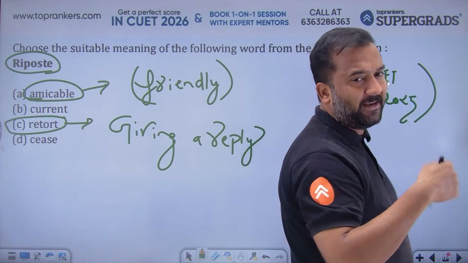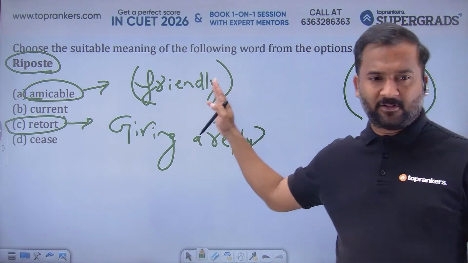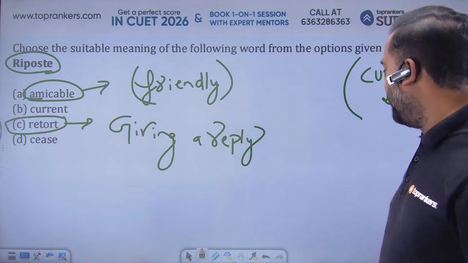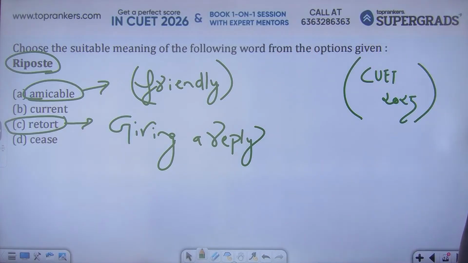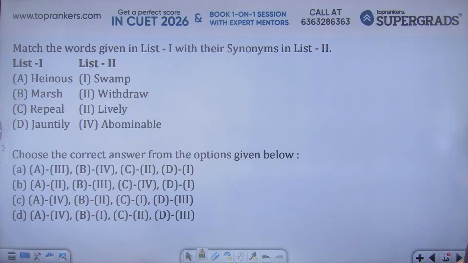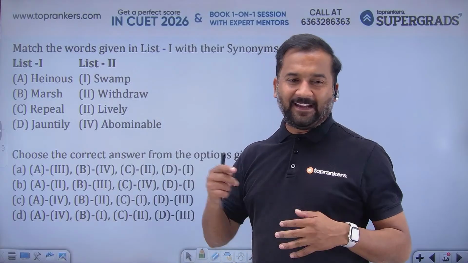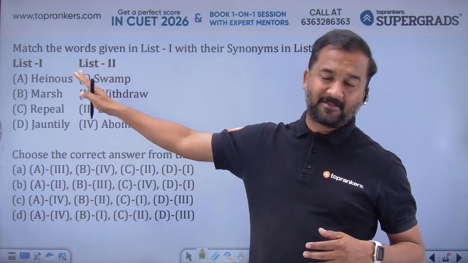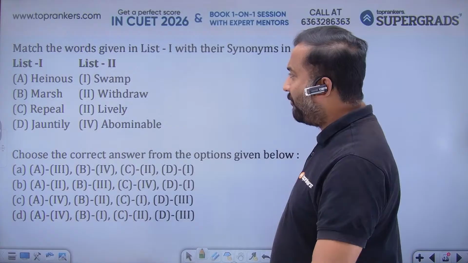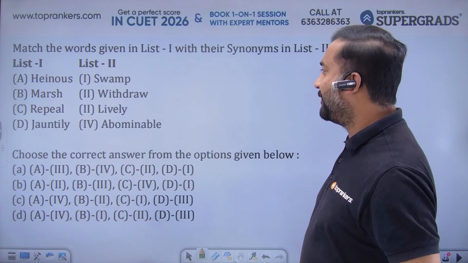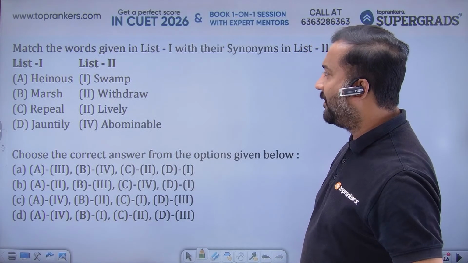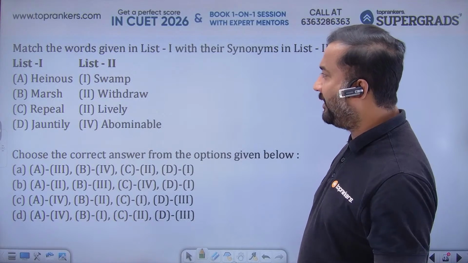CUET 2025 के पेपर में ये सारे वर्ड्स थे. That was your question number 10, students. Let's move to the next one. And again, that brings us to one of NTA's preferred formats, that is match the column. We have words like heinous, we have words like marsh, repeal, and jauntily.